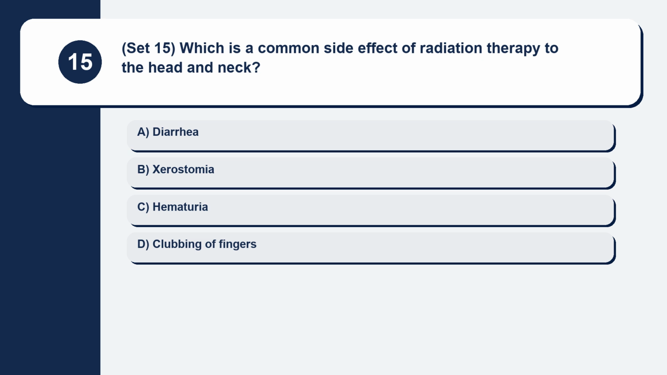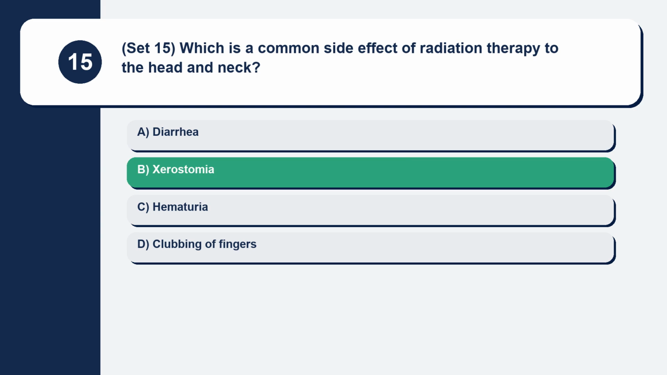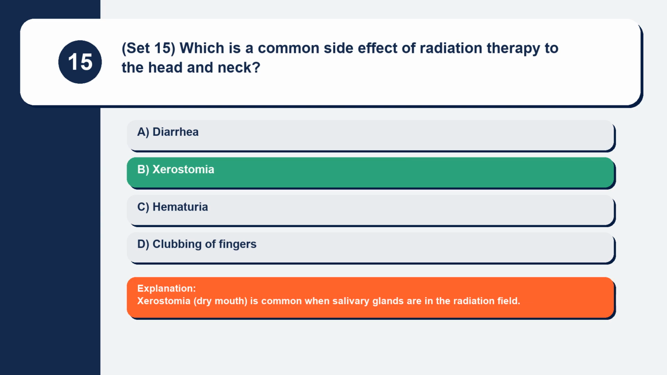Question 15. Set 15. Which is a common side effect of radiation therapy to the head and neck? Diarrhea, xerostomia, hematuria, clubbing of fingers. Xerostomia, dry mouth, is common when salivary glands are in the radiation field.